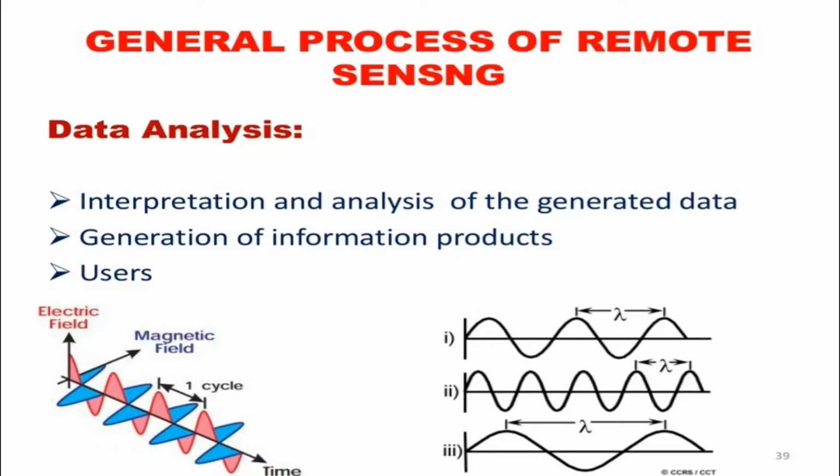Now the general process of remote sensing. The first process is data analysis, that is, interpretation and analysis of the generated data. After that we have to generate the information products, and the final product is shared with the user.